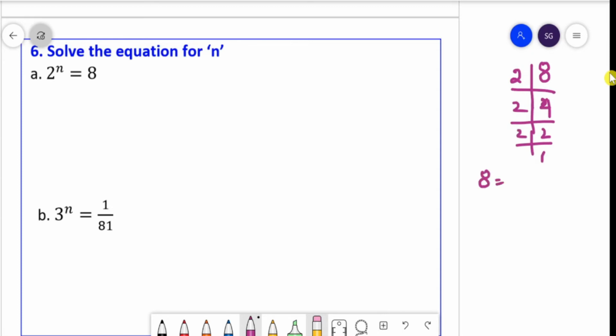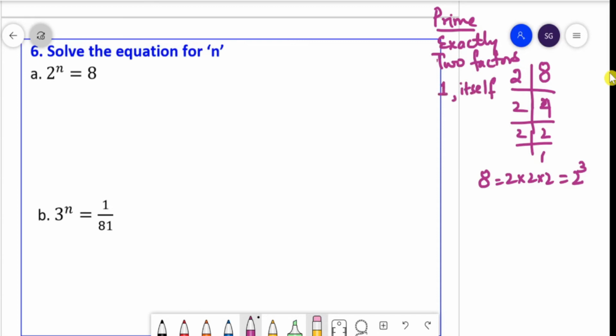So I can express 8 as 2 times 2 times 2, which is actually 2 to the power 3. Remember, the prime numbers are the ones which have exactly two factors, 1 and itself. So clearly 8 is not a prime number, because 8 can be divided by 1, 2, 4, and itself 8. So clearly more than 2.